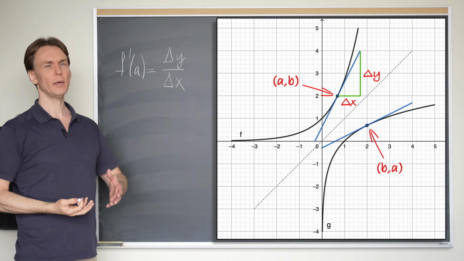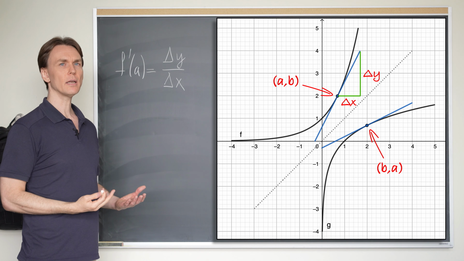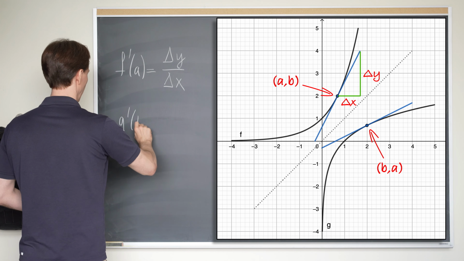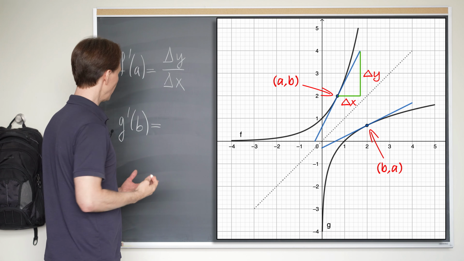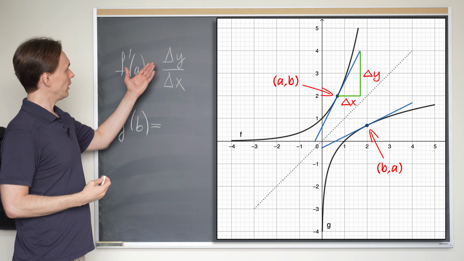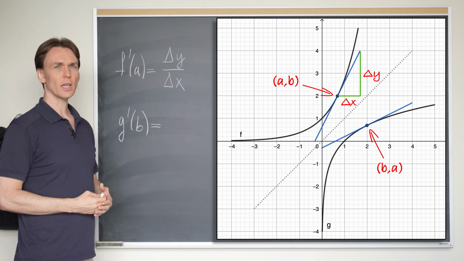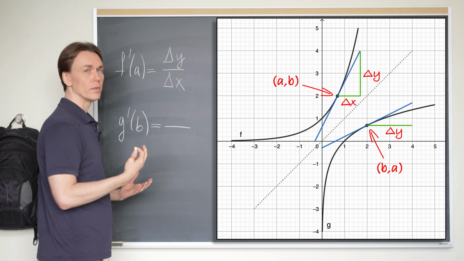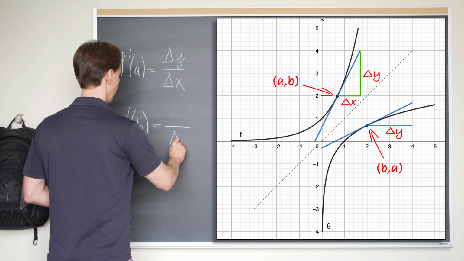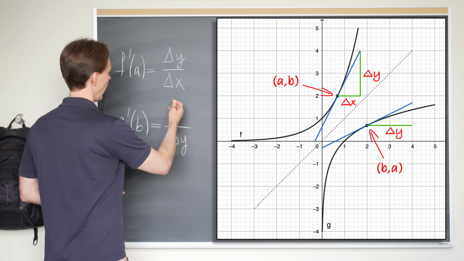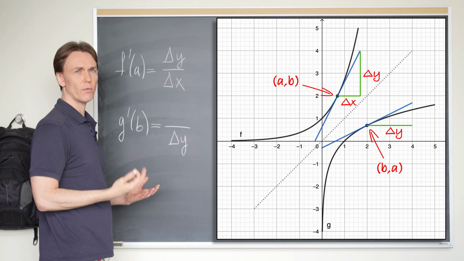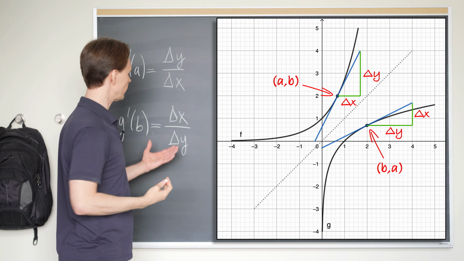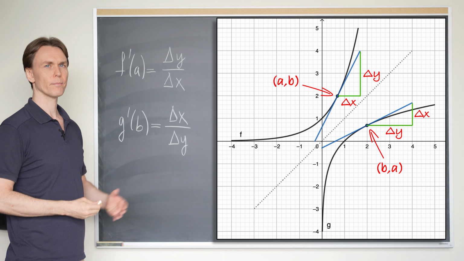Now, after you flip your graph around the diagonal, when you take a look at the derivative of g at this point b, you can see that the rise of the original tangent line, after flipping, will become the run of this new tangent line. So now it will appear in the denominator, and delta x, which was the run, will now become the rise of this new tangent line, and so it will appear in the numerator.